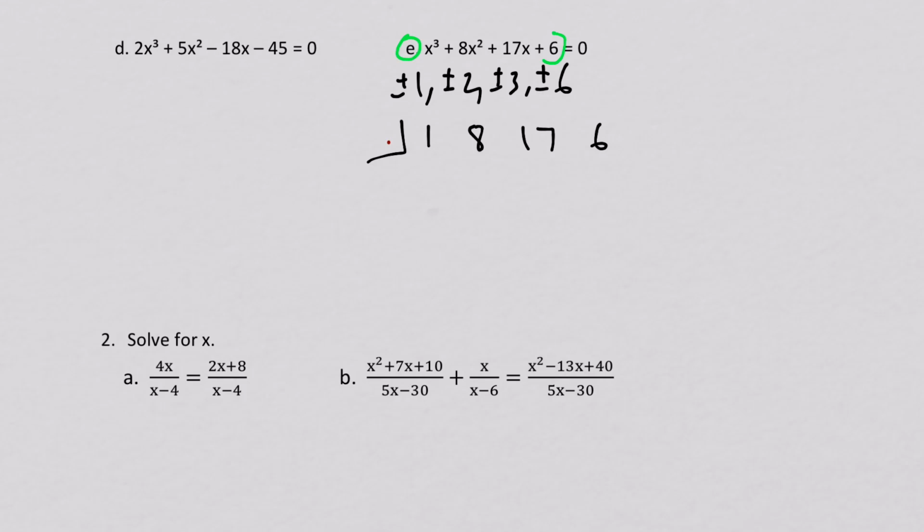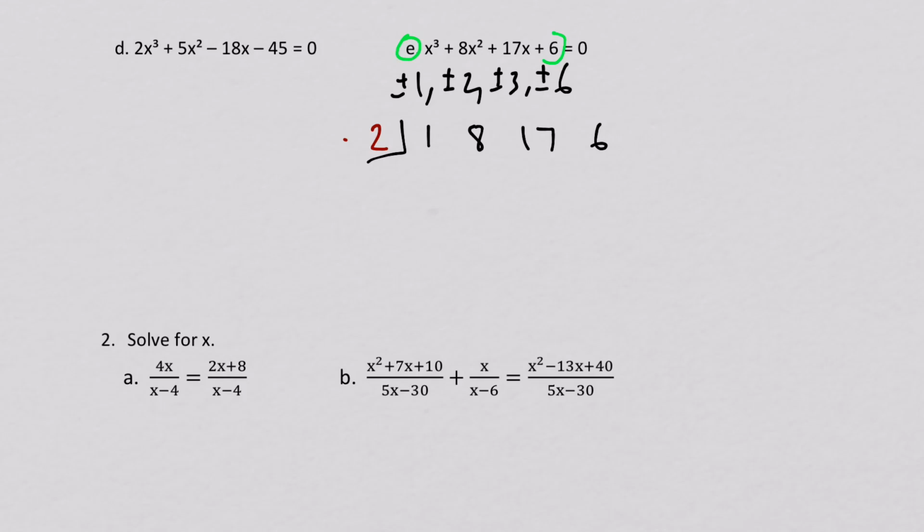We're going to try 2 and negative 2. Bring down the 1. 2 times 1 is 2. 8 and 2 makes 10. 2 times 10 is 20. 17 and 20 makes 37. 2 times 37 is going to be 74. That gives me 80. And again, that doesn't work. Let's keep trying.